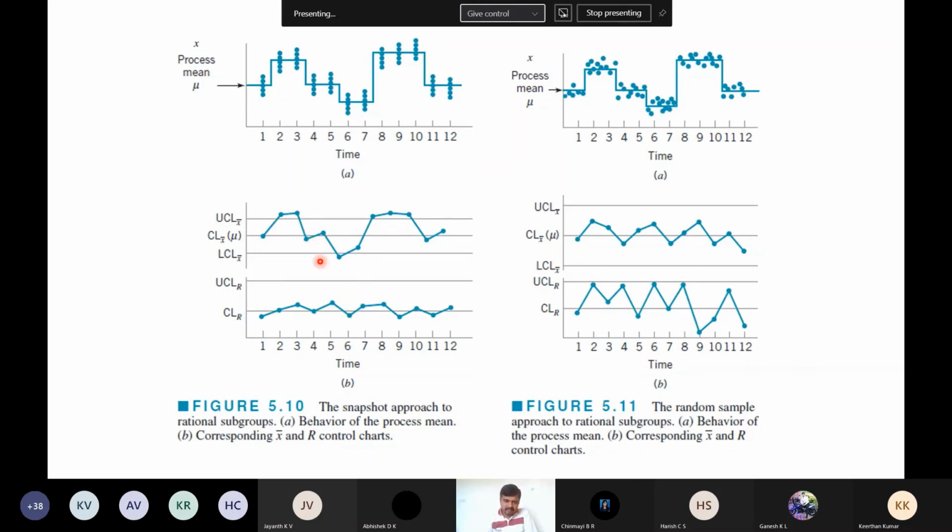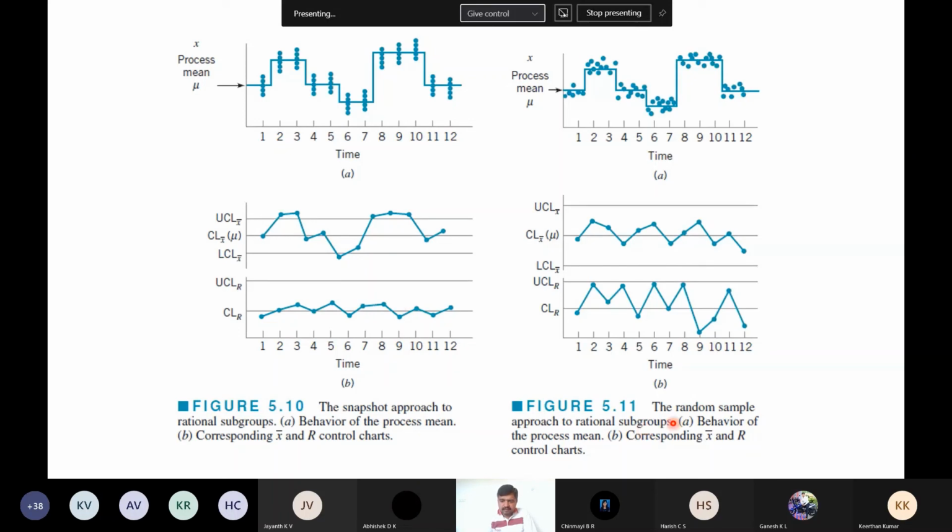The X bar chart is the measure of central tendency. The R chart is the measure of deviation or dispersion. So by using this, you will get an idea regarding whether there is a shift in the process or not. You will get an idea regarding process shift. If there is a shift, what is the level of the shift? That idea you will get with the help of this chart.